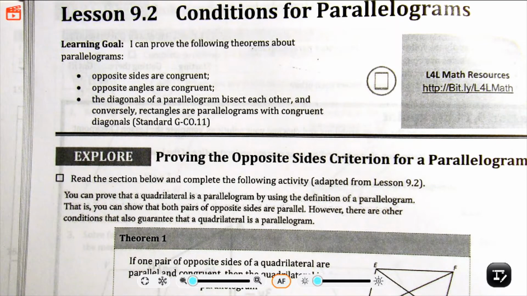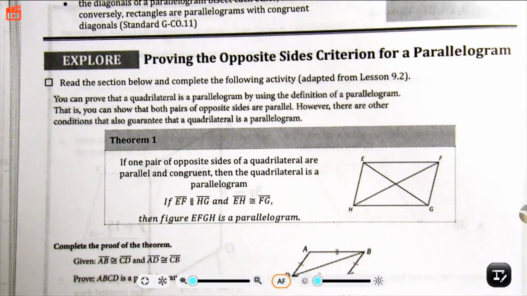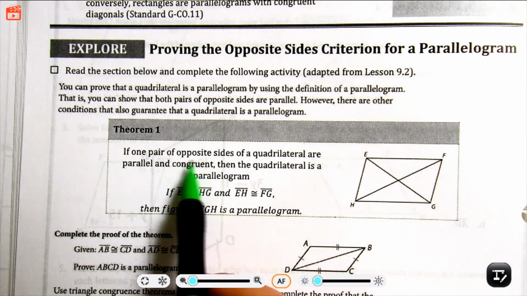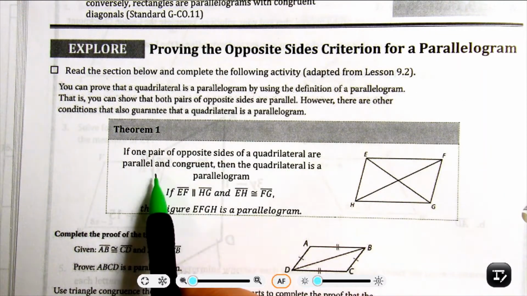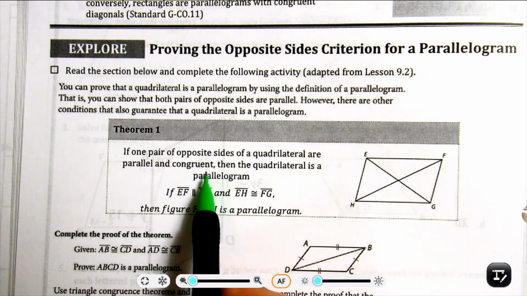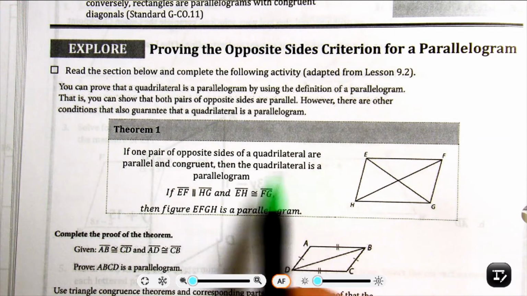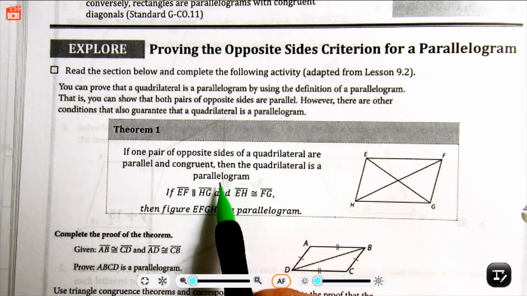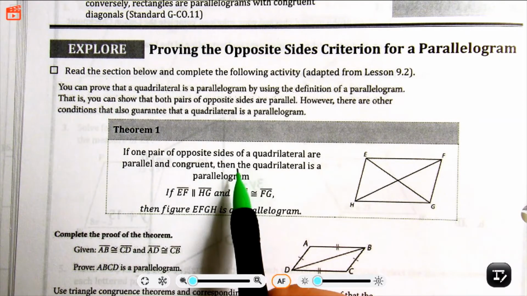So to start off, we're going to be talking about proving the opposite sides are congruent for parallelograms. And the theorem that we're going to be looking at is Theorem 1. So for Theorem 1, if one pair of opposite sides of a quadrilateral are parallel and congruent, then the quadrilateral is a parallelogram. So let me break this up into two pieces. We need two things. We need to know that the opposite sides are parallel.